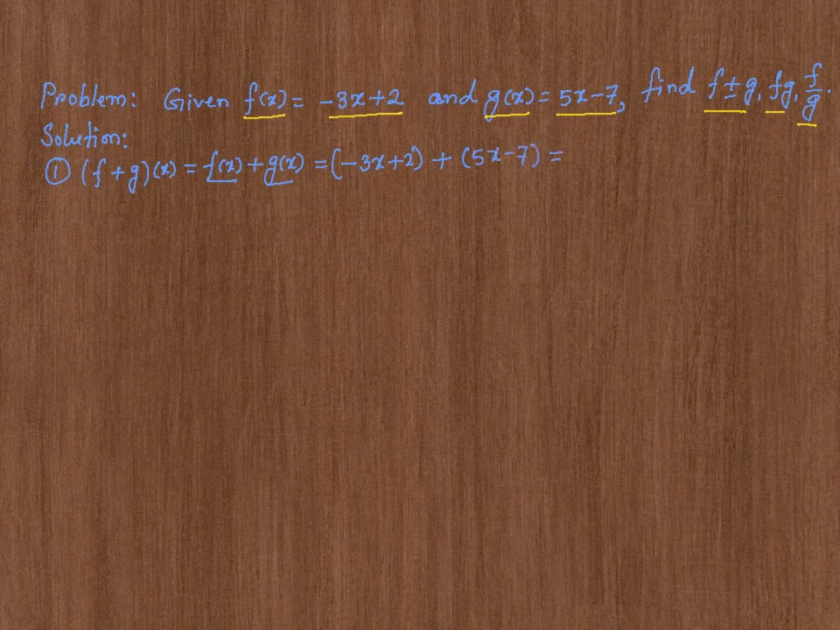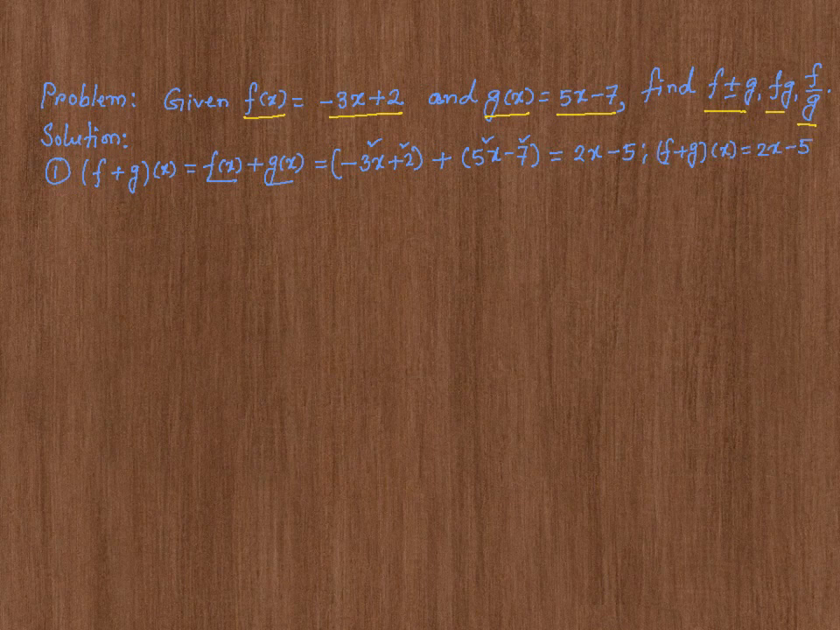Here I just have to combine the like terms. Negative 3x plus 5x is 2x, and then 2 minus 7 is negative 5. So my f plus g of x is 2x minus 5.